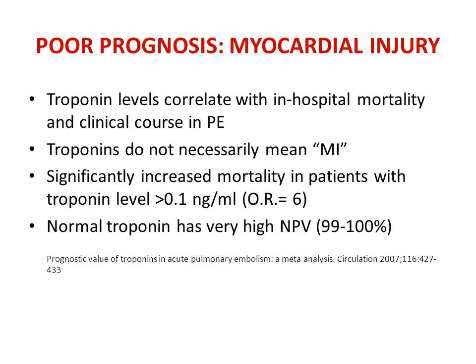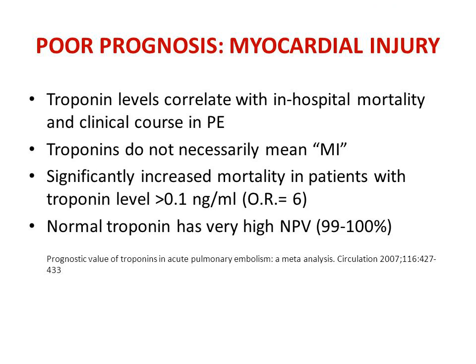Troponin levels correlate with in-hospital mortality and clinical course in PE. Troponins do not necessarily mean MI. Significantly increased mortality in patients with troponin level greater than 0.1 nanograms/ml, OR equals 6. Normal troponin has very high NPV, 99 to 100%.